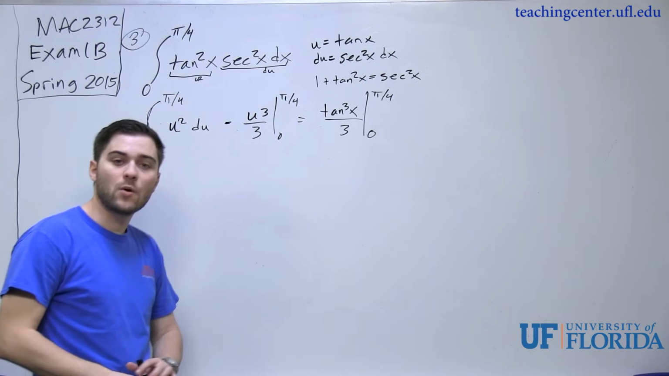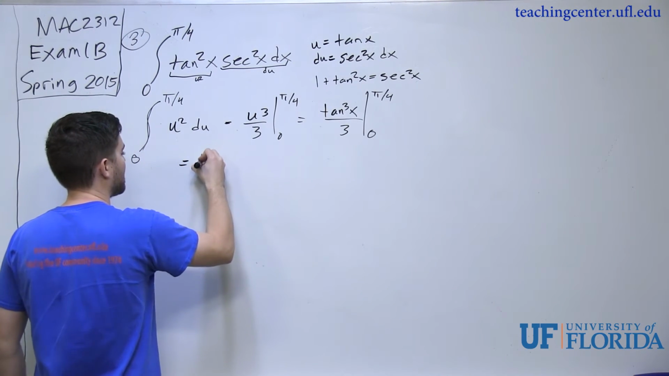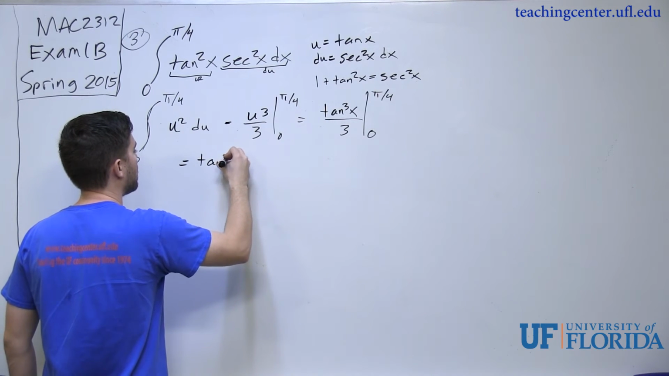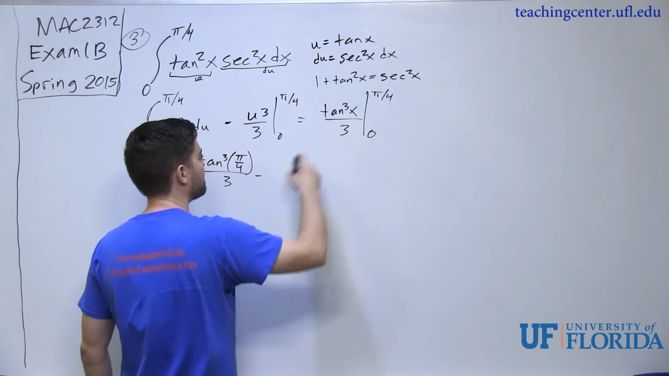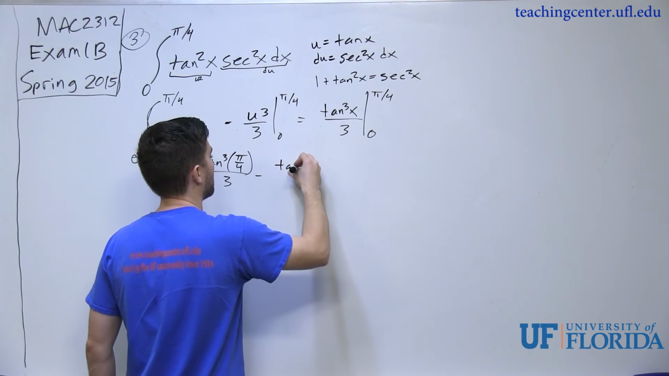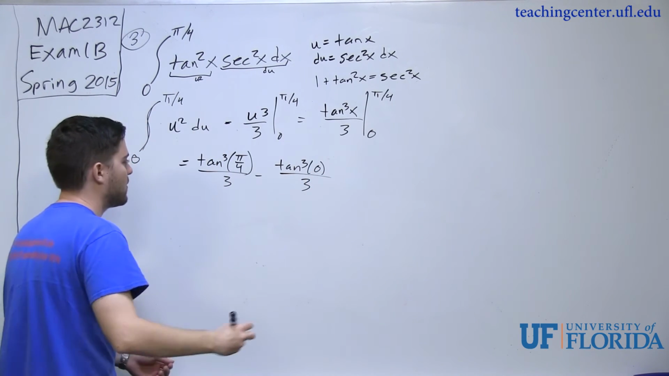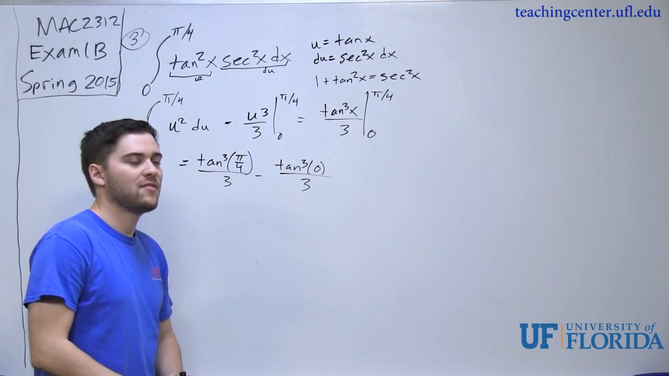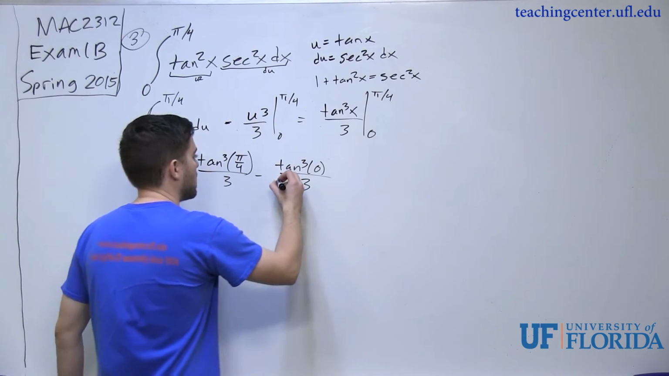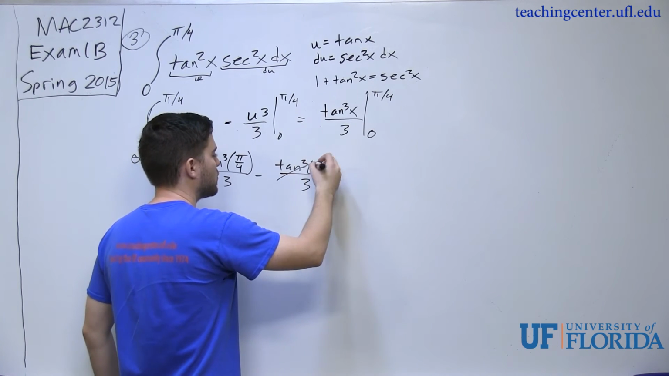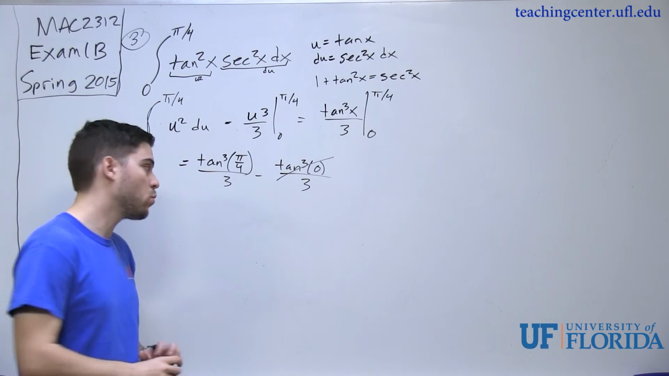Now, all I have to do is go ahead and evaluate tangent at pi over 4 and 0. So what I end up getting is tan cubed of pi over 4 all over 3, minus tan cubed of 0 over 3. And to figure out what that is, I think of my unit circle. Tangent of 0 is 0, because tangent is sine over cosine at a value of 0 radians. Sine is 0, cosine is 1.